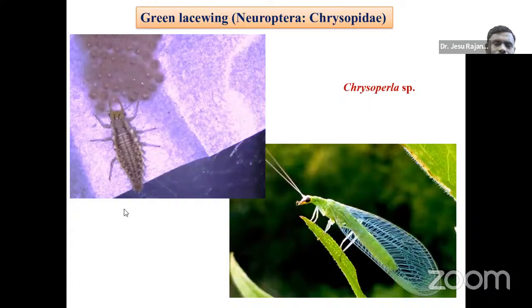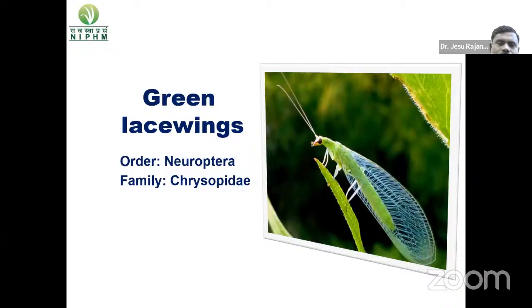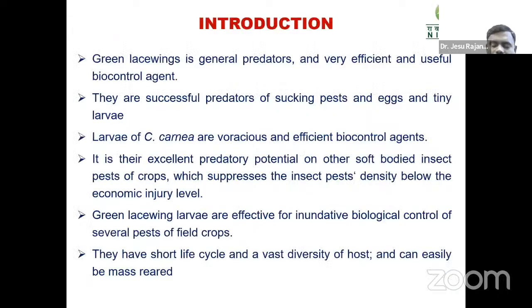The next important predator is the green lacewing. We know this is a very good predator against aphids, that's why we call it the aphid lion. It belongs to the order Neuroptera, and all neuropterans are predators. The common name is green lacewing or aphid lion.